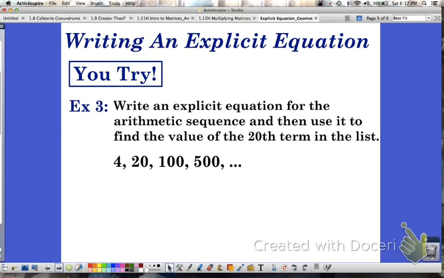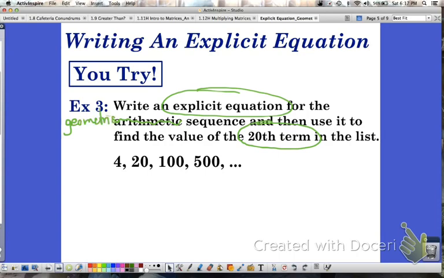Okay, now it's your turn. Don't be freaked out if the numbers get really big or really small. Just use your calculator. Have it handy. I want you to write this sequence down on a separate sheet of paper, press pause, and then see if your work looks like mine. And this is what you should have done. We're writing an explicit equation, and then after that we're going to be using it to find the 20th term in the list. And this is not arithmetic, this is geometric.